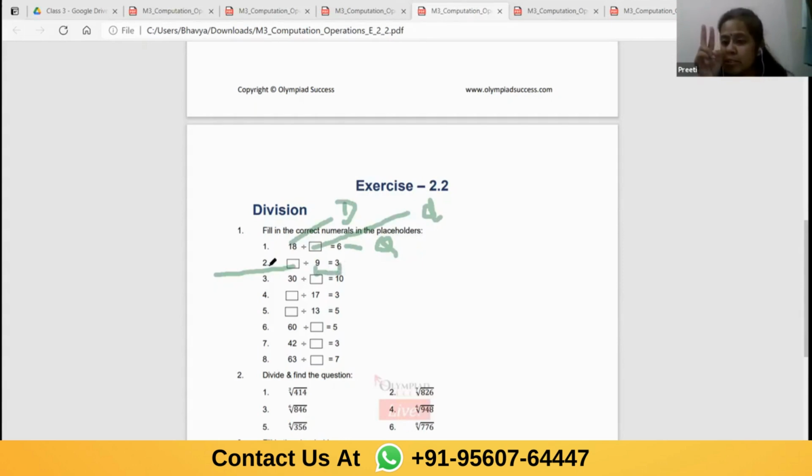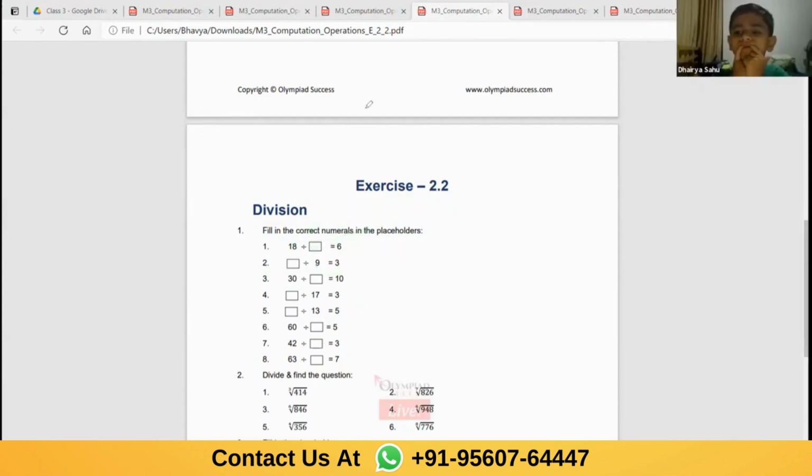Remember these 2 rules. When dividend and quotient are given, divide dividend by quotient to find out the divisor. But when divisor and quotient are given, then always multiply both of them to find out the dividend. These are the tricks that will help you when you get big numbers. Okay, ma'am. Okay, now let's go back to that sheet and do the properties.